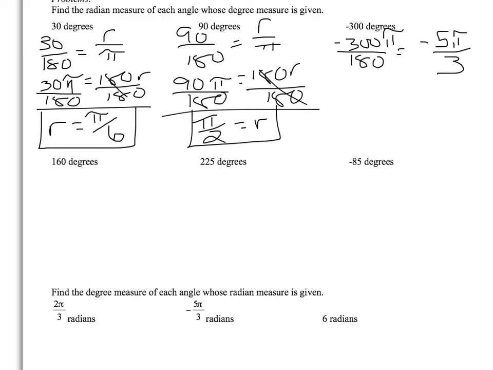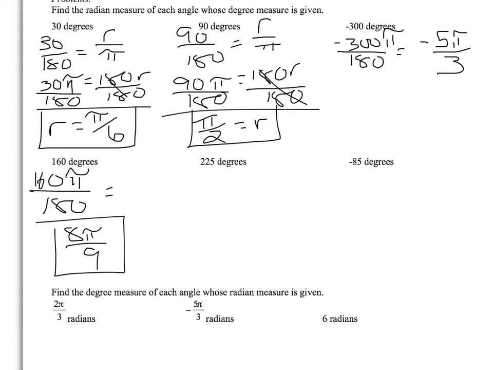Using the shortcut again for the next one. Take 160, multiply by pi, and divide by 180. When you type it in your calculator, 160 divided by 180 as a fraction is 8/9. So your answer is going to be 8 pi over 9. I'm going to leave the other two for you guys to do, and you can do the shortcut way if you prefer.